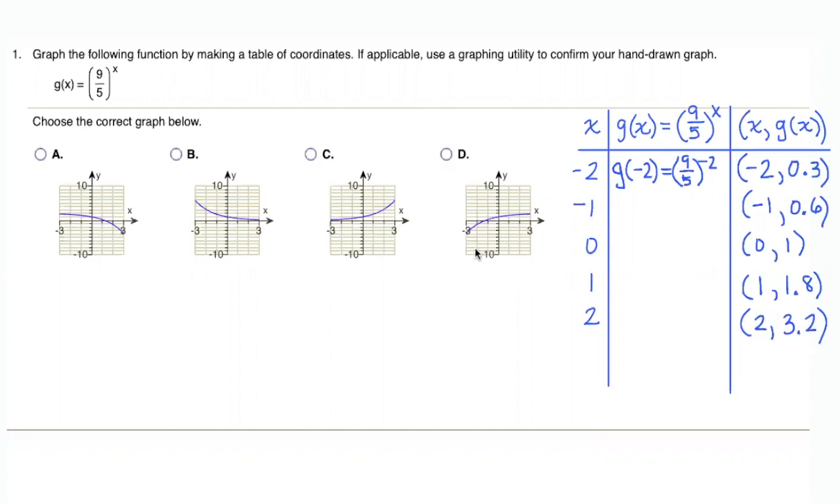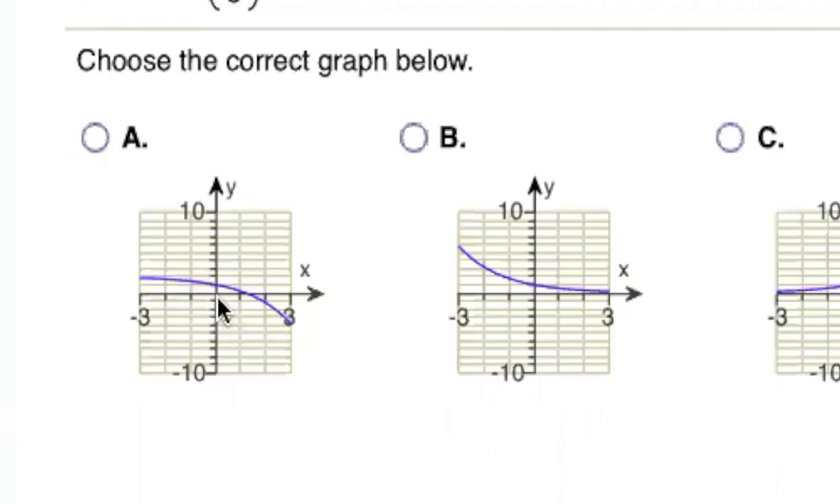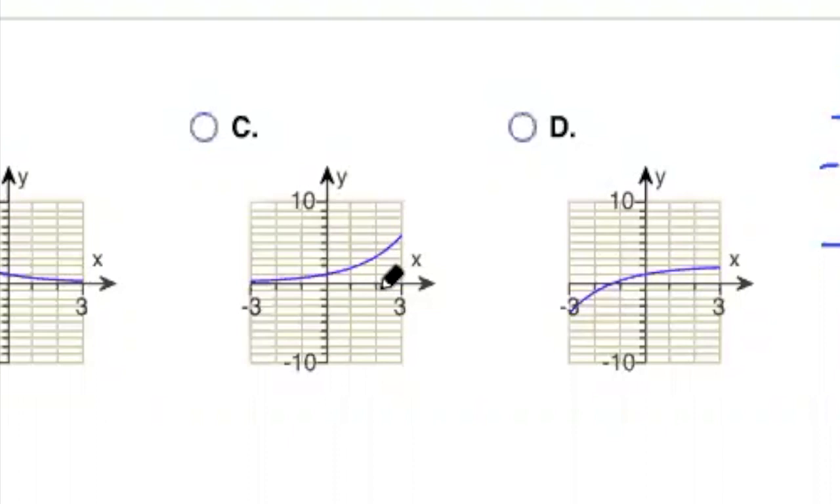That 3.2 is a big enough number that I should be able to recognize it. So if I go to my first choice, go to x equals 2, I have a negative function value. This can't be right. In letter B, when I go to 2, it looks like it's between 0 and 1. Too small. When I go to 2, 1, 2, 3, oh, that looks good. Check the last one. At 2, I have the function crossing somewhere in between 1 and 2, which is also not correct. So the right answer is C.